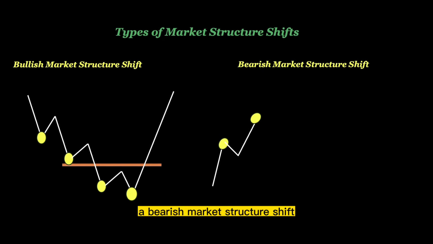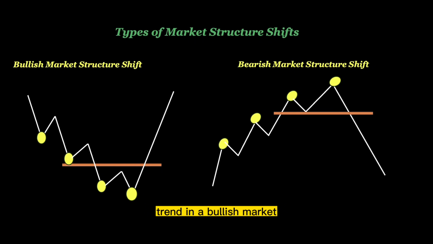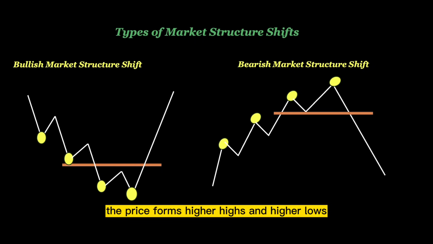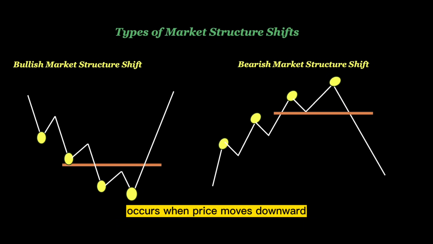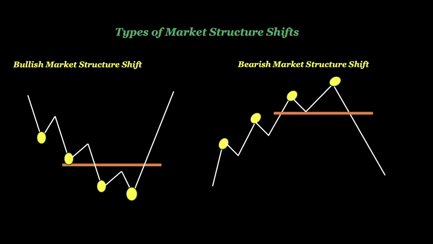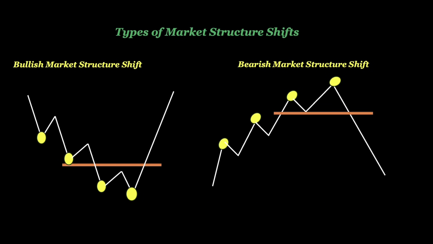A bearish market structure shift occurs when the market transitions from a bullish to a bearish trend. In a bullish market, the price forms higher highs and higher lows as it moves upward. A bearish market structure shift occurs when price moves downward with displacement and breaks a significant higher low. This higher low is important because it has already taken out a previous high, and breaking it signals that the bullish trend is likely ending. In summary, a bearish market structure shift is when price breaks through important support levels in an upward trend, signaling that the market is shifting downward.